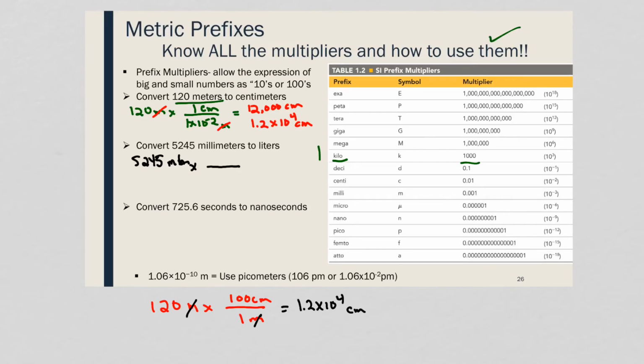Now, milli is 10 to the minus third. So since I want milliliters on the bottom and liters on the top, if I read this, 1 milliliter is 1 times 10 to the minus third liters. So my milliliters cancel, and when I do my math, I end up with 5.245 liters.